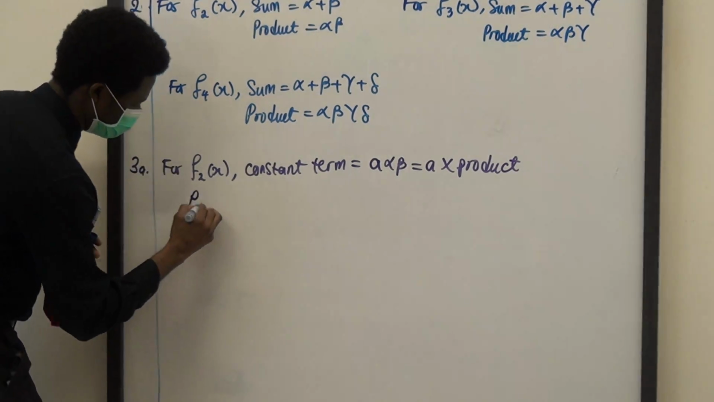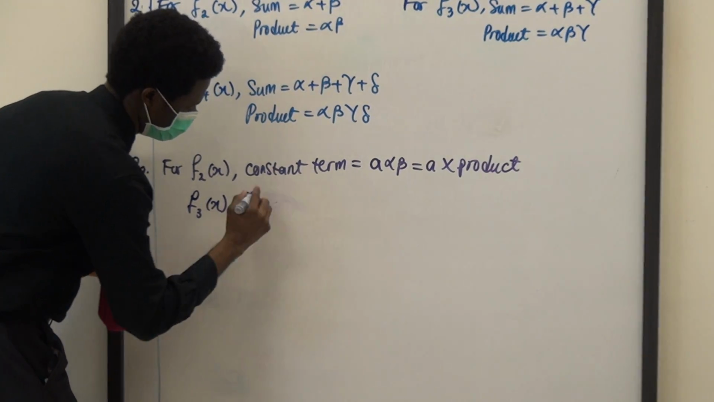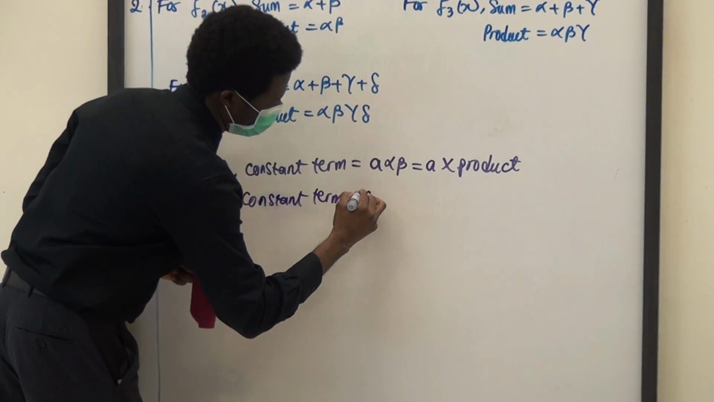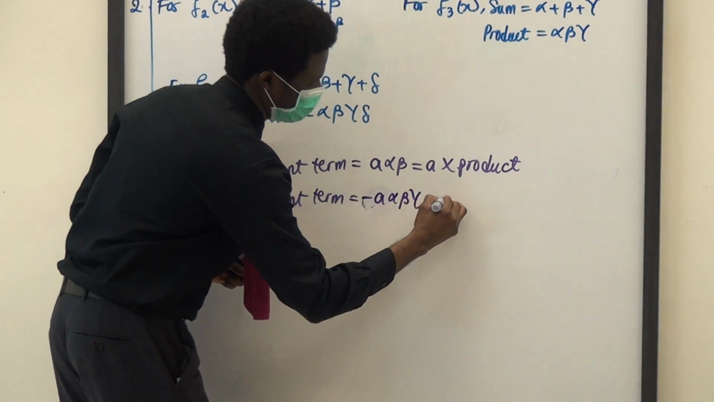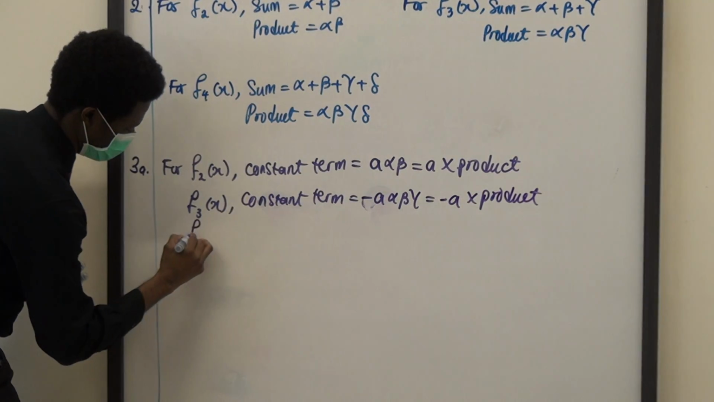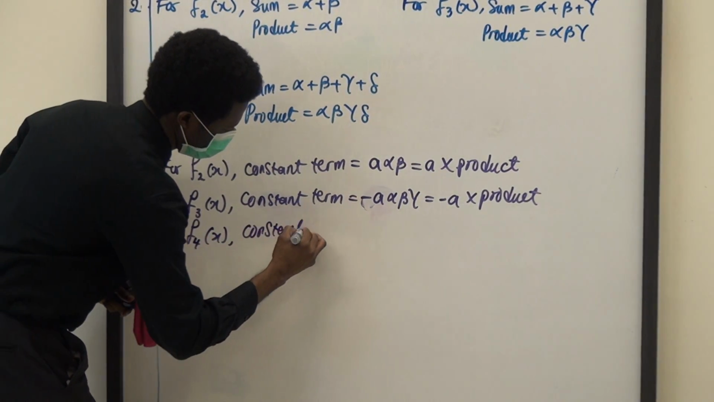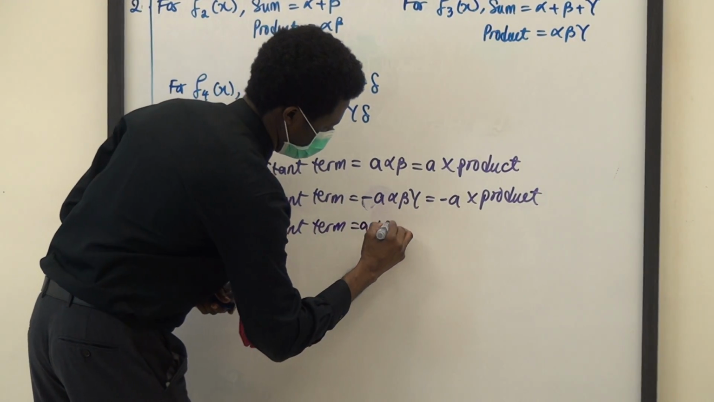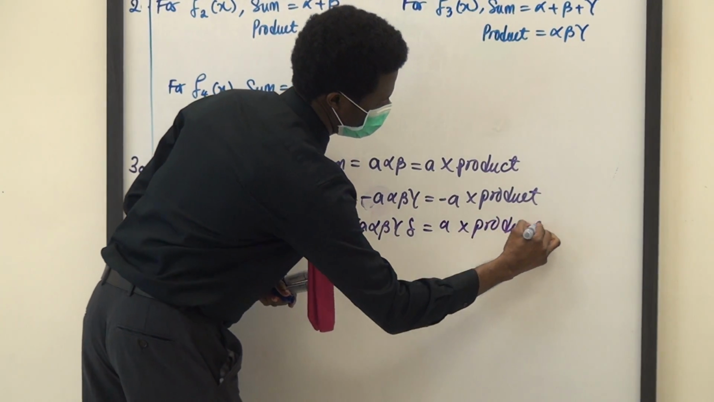For F3, the constant term is negative. So somebody missed out the negative here. Negative A alpha beta gamma, which simply means minus A times the product. And for F4, the constant term is simply A alpha beta gamma delta, which is A without minus again, times the product.